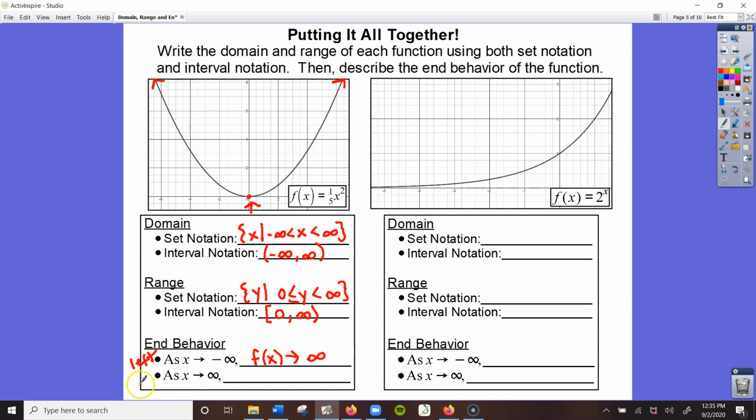For this second statement, as x is approaching infinity, that is the right side of my graph. When I look at the right side, I see that it is also going up to infinity, so f of x is approaching infinity.